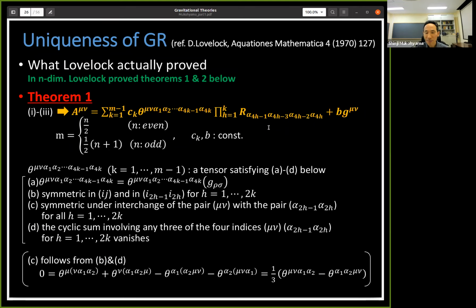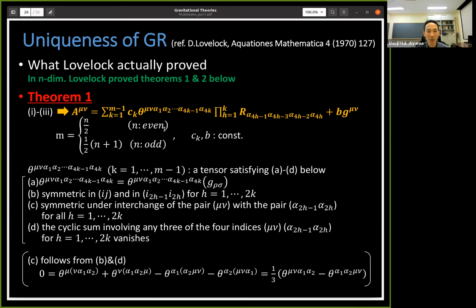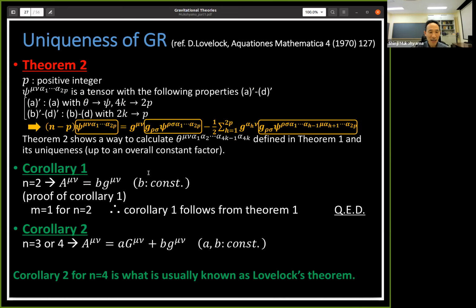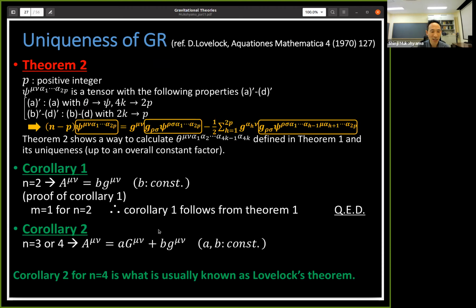So we have one term, and we just need to know this coefficient theta 1. On the next page, I'll explain briefly how to get the coefficient. By using that coefficient, we end up with this. The first term gives us the Einstein tensor, and the second term gives us the metric. So this statement, corollary 2 for n equal 4, is what is usually known as Lovelock theorem. But Lovelock actually proved much more than that.